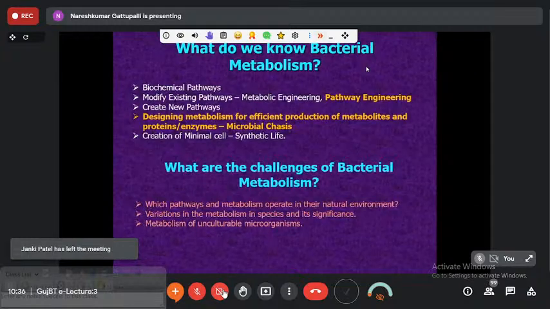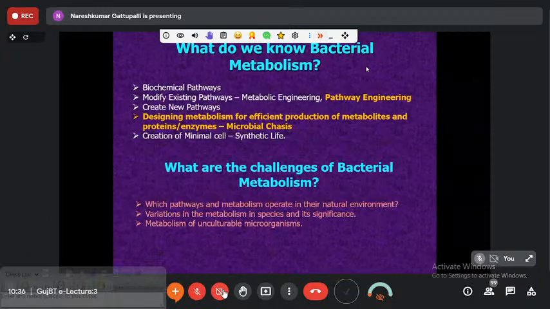And then we have already seen that almost 10, 15 years back, we already created some minimal cell, synthetic life. So we know minimum biochemical pathways are responsible for a living system. So what are the challenges remaining?